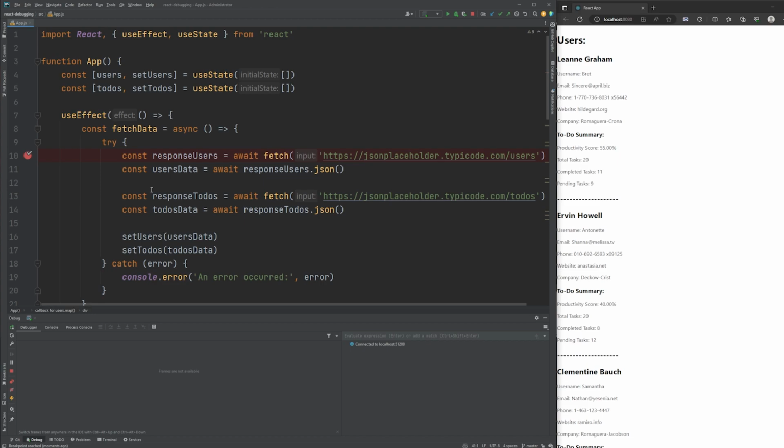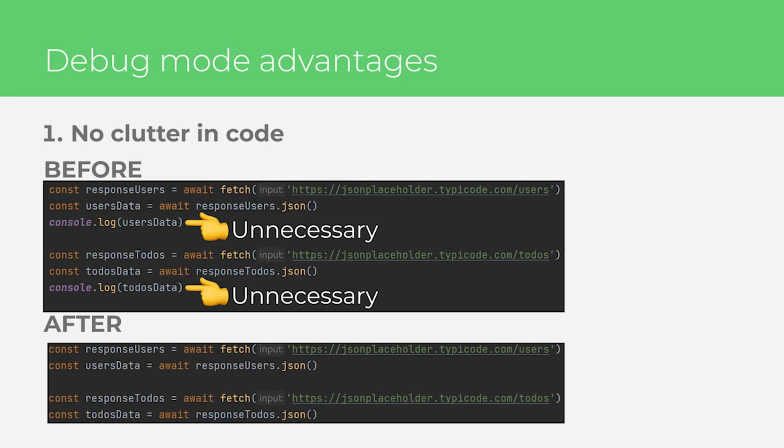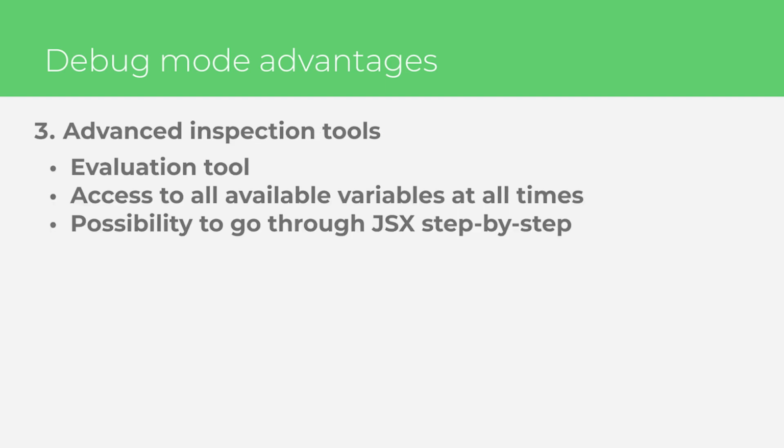Now, I also want to summarize why debug mode is better. First, we didn't have to clutter the code with console logs. Secondly, we didn't have to modify a function just because we wanted to print out what is happening in there. And thirdly, maybe most importantly, we also saw how debug mode can be used to really dissect what is happening to the application and carefully go through its execution flow to get a better understanding.